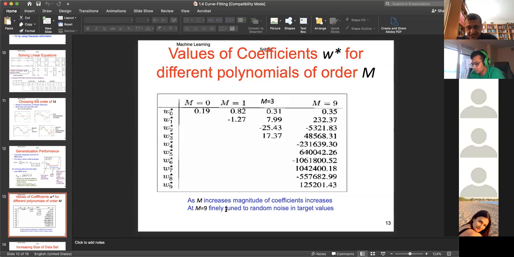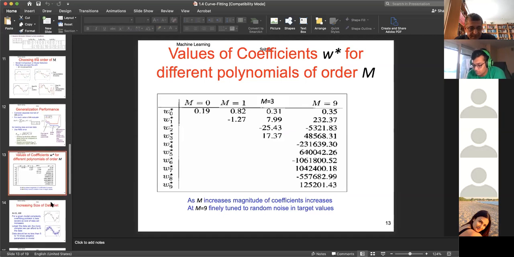At m equal to 9, it is finely tuned to random noise in target values. We did have noise in the data, and it is finely tuned to fit all of those noisy points. So this brings in an important lesson in machine learning: when you're trying to fit, you don't know what degree of polynomial you want. Don't allow the parameters to become uncontrollably large. Control it by keeping it somewhat manageable. All right. This brings in the idea of regularization in machine learning.